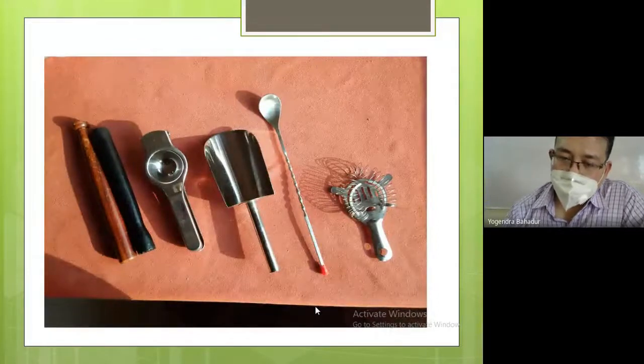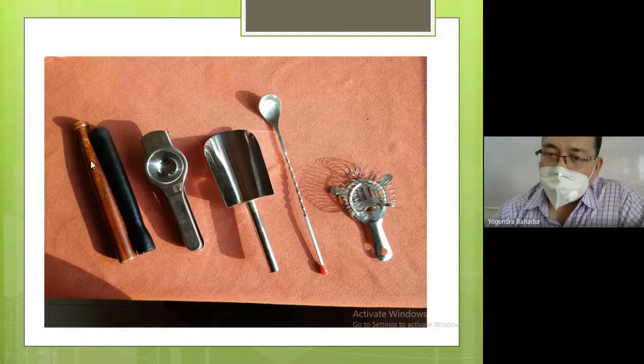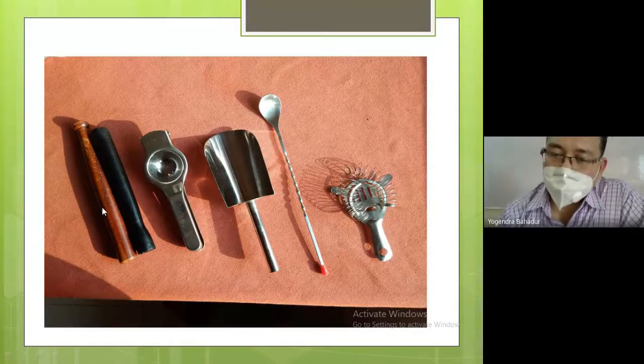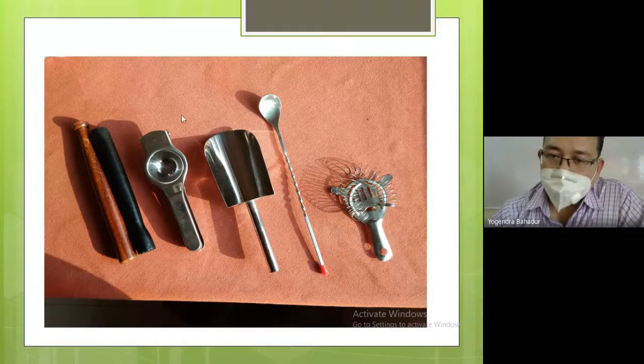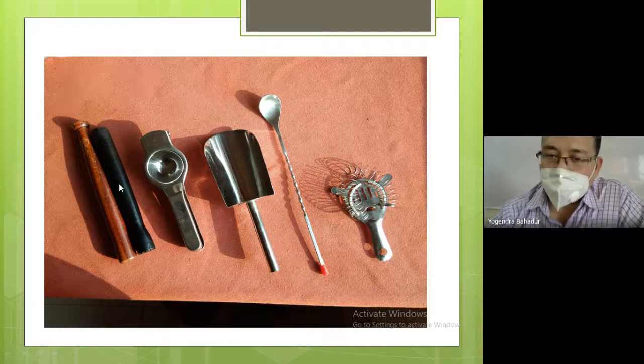Next, moving on from the left-hand side, we have 2 different items: one is made up of plastic, another one is made up of wood. These 2 are known as muddlers. A muddler is used to crush some of the garnishes while making cocktails or mocktails. So the brown one and the black one are the muddlers.